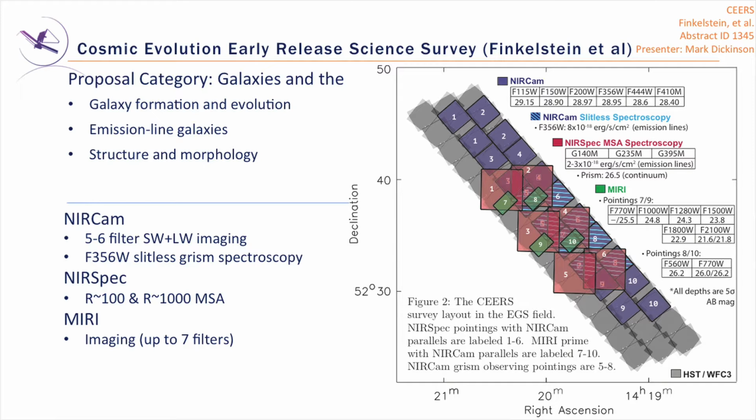And the primary technical goal, in a way, is to develop and validate strategies for deep field science observations using multiple JWST instruments in parallel. So we're using NIRCam with 5 to 6 filters of broadband imaging and slitless grism spectroscopy, NIRSpec spectroscopy, primarily in the intermediate resolution mode, R of 1,000, but some low resolution, R of 100, and MIRI imaging in up to 7 filters.